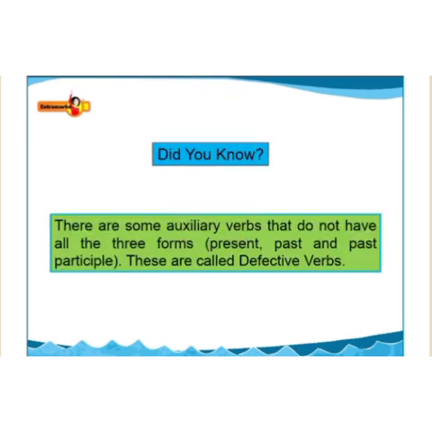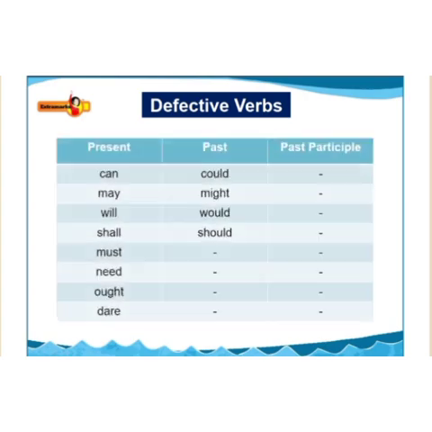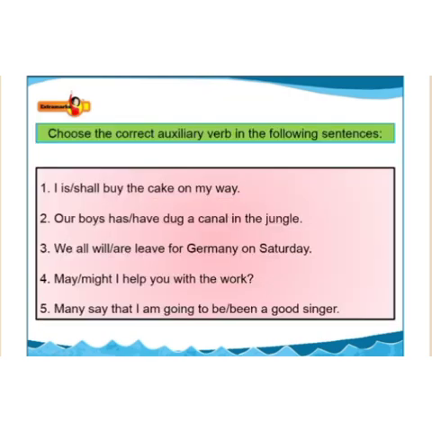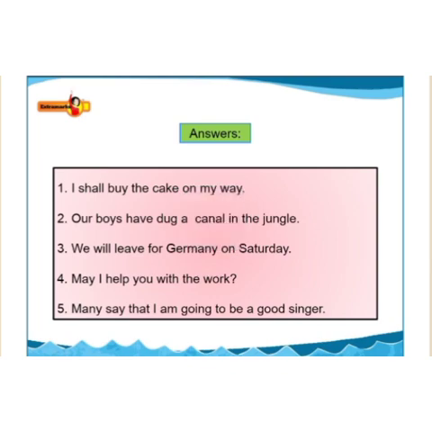Did you know? There are some auxiliary verbs that do not have all the three forms: present, past, past participle. These are called defective verbs. Defective verbs. Choose the correct auxiliary verb in the following sentences. Answers.